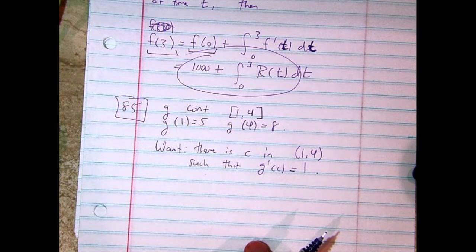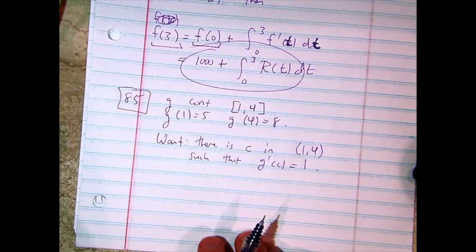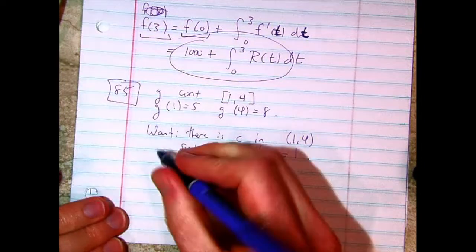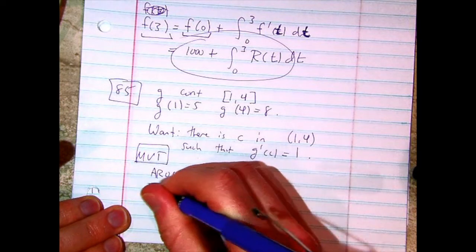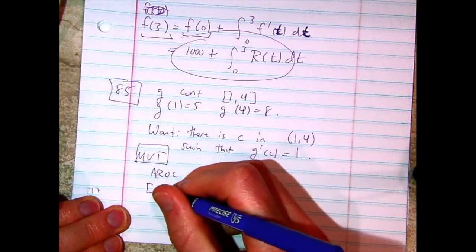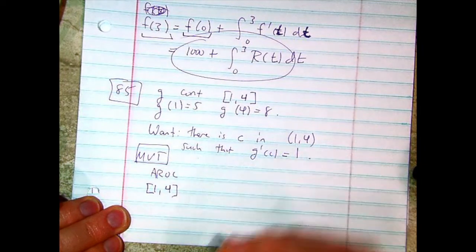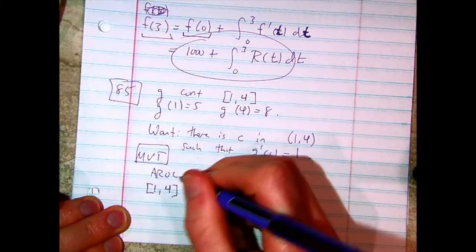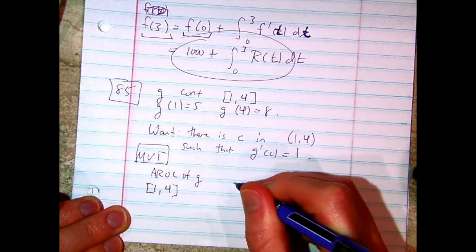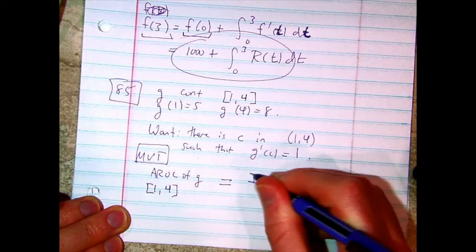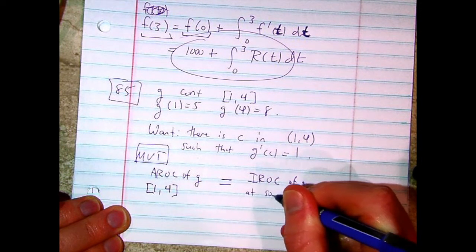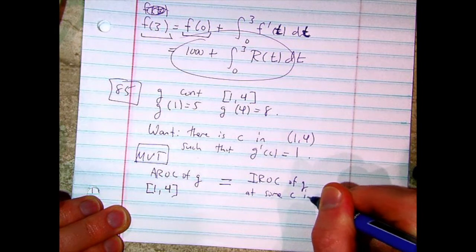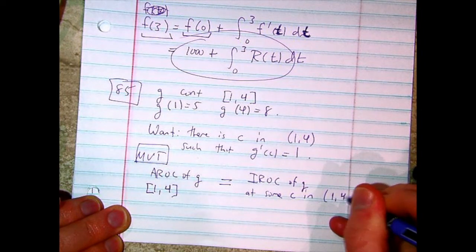If you remember, the mean value theorem basically says that under certain conditions, and we'll talk about what those are in a second, the average rate of change over any interval you want, but let's say 1, 4, since that's the interval we're interested in here, the average rate of change of g over that interval is going to be equal to the instantaneous rate of change of g at some point inside the open interval 1, 4.